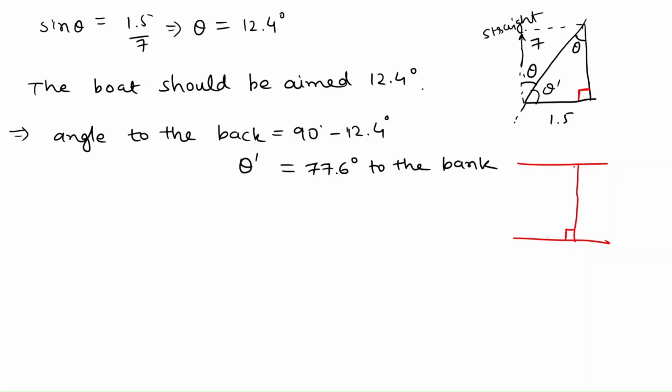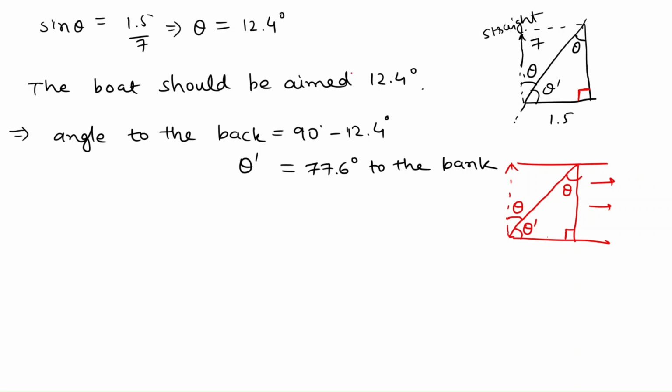This is 90 degree, and the boat is going like this. This is the ideal situation, but due to some current over here, the boat trajectory will be like this. So you have to find this theta prime. So take this theta. By the geometry, this is also theta.